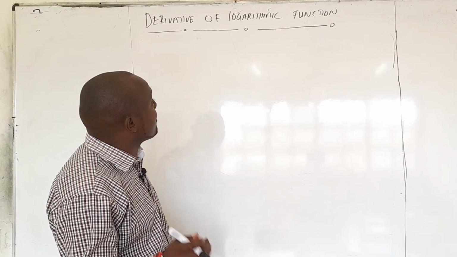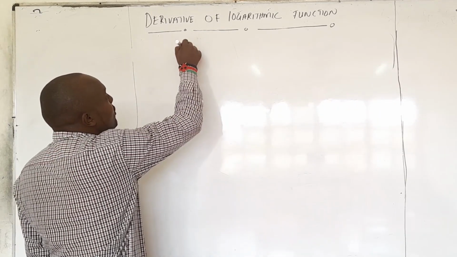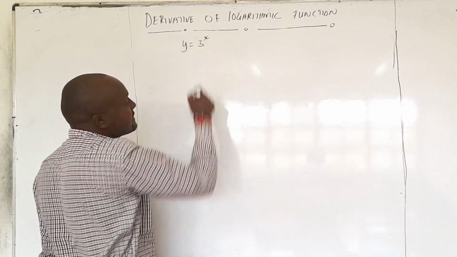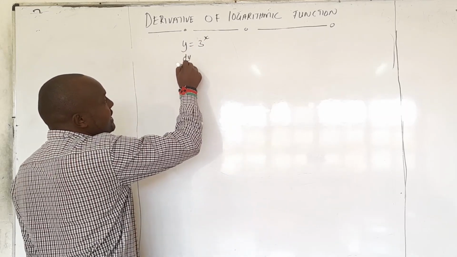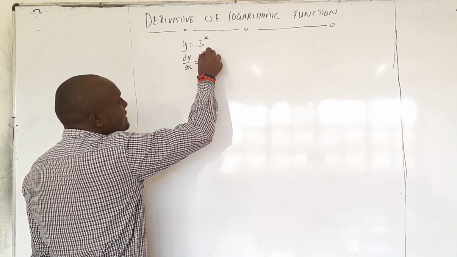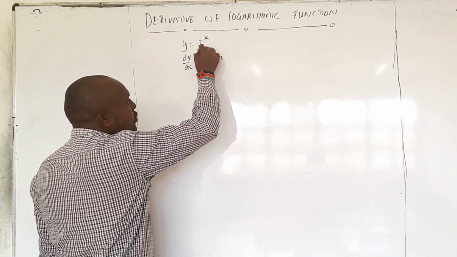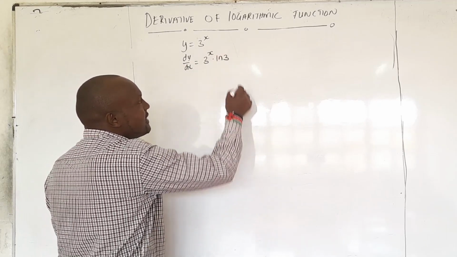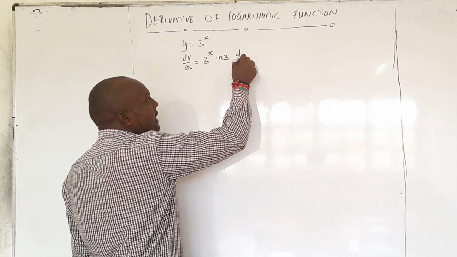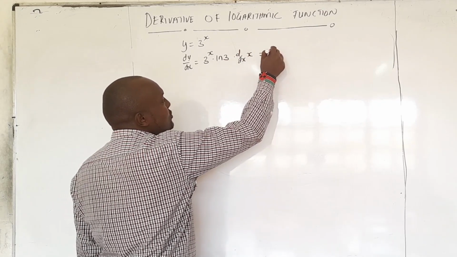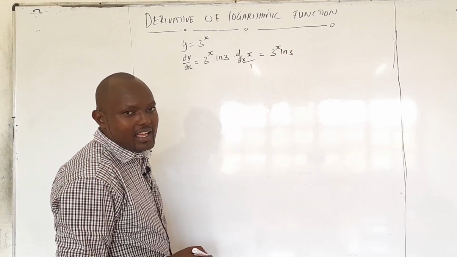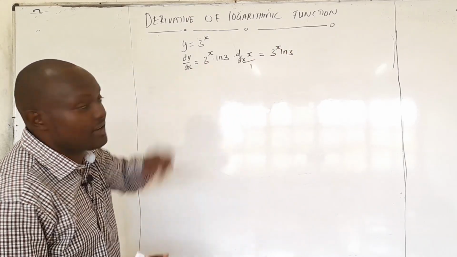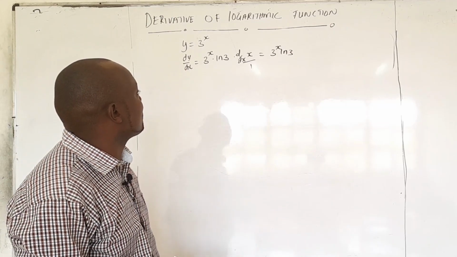So I'm going back to the first case where you are given y is equals to 3 to power x. Based on our first case, we said change in y over change in x will be 3 to power x. It remains the way it is. Then natural log of this constant, 3. Then you differentiate power, which is x. That's why we said you get 3 to power x, natural log of 3, because here you get 1. I think I gave the formula as the first case in this video.